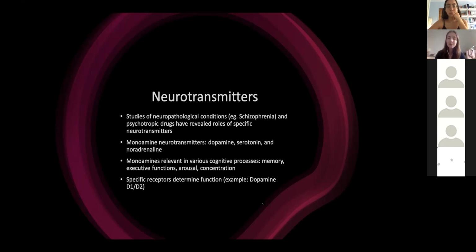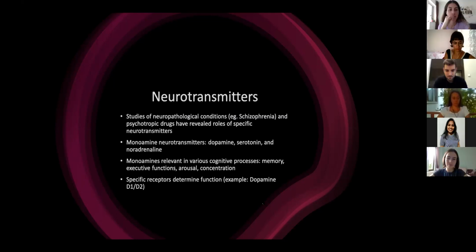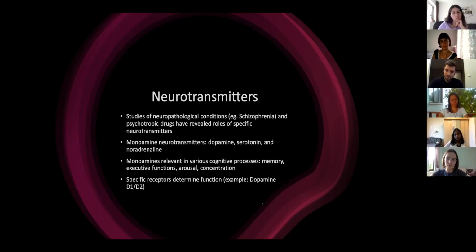So as you can all see, this is something that's more complex than just which neurotransmitter is there. There's no memory neurotransmitter or thought neurotransmitter, but it really depends on the complex integration of multiple neurotransmitters at multiple times, at multiple sites and receptors as well. But in general, one thing that can be said about neurotransmitters in the context of thought is that monoamine neurotransmitters have been found to be really important here. That would be dopamine, serotonin, and noradrenaline or norepinephrine. Some of the processes these are involved in are cognitive functions: memory, executive functions, as well as arousal and concentration.